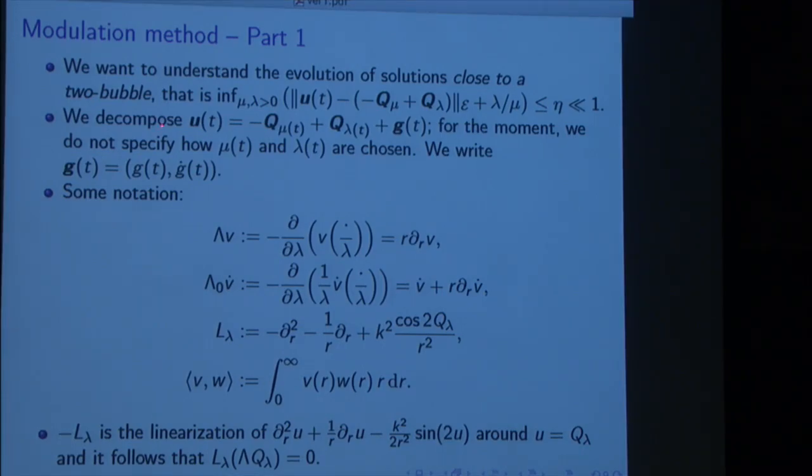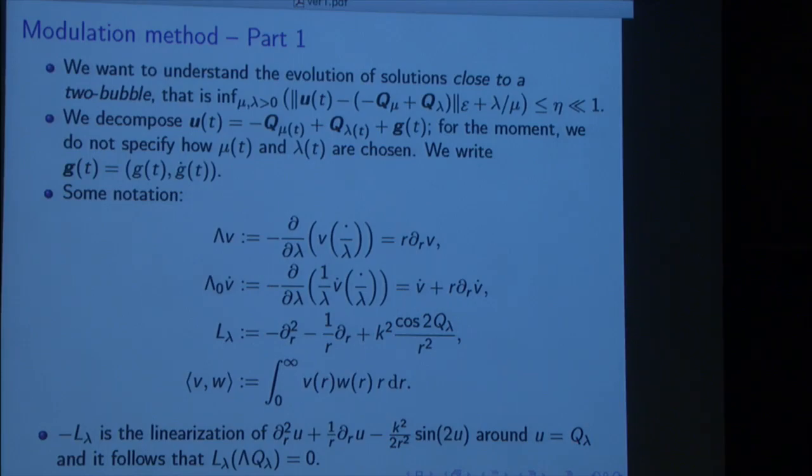So we decompose like this: u of t as the superposition of these bubbles plus g of t, which is some function. I might sometimes call it the error term. And let's just compute something. We don't specify how mu and lambda are chosen. We will find out from the proof.